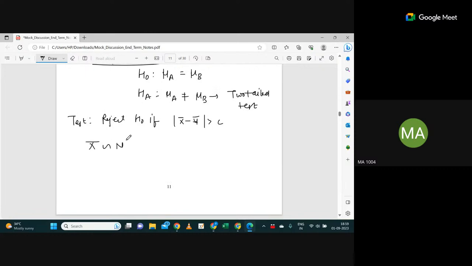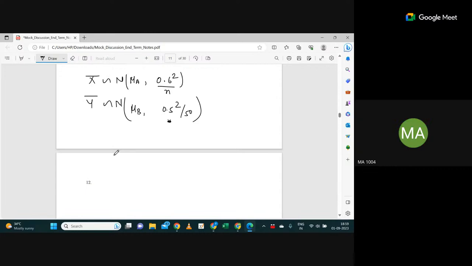It will be normal, mu A, 0.6 squared by n. I'm talking about only x bar. So it's normal with mu comma sigma squared by n, right? What about y bar? It's normal, mu B, 0.5 squared by 50, and that is given to us.